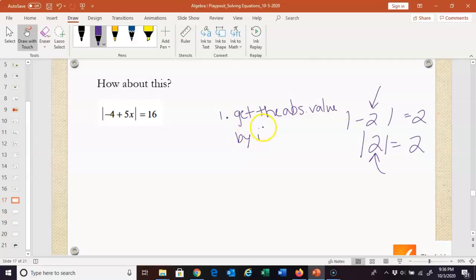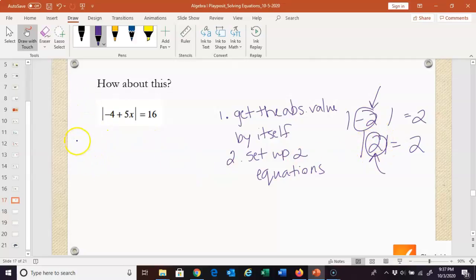So when we solve these, the first step is going to be to get the absolute value by itself. And in this case, it's already by itself, right? The bars are holding this piece together, so the absolute value is all by itself. You'll see some where it's not. Now, step 2 is to set up two equations. Because remember, there's really two options. The inside can be negative, or the inside could be positive.